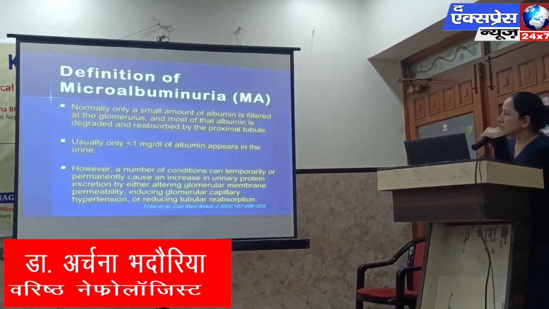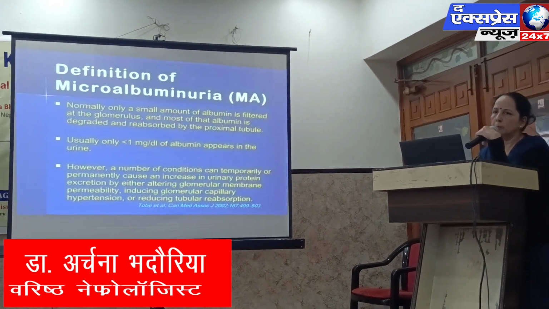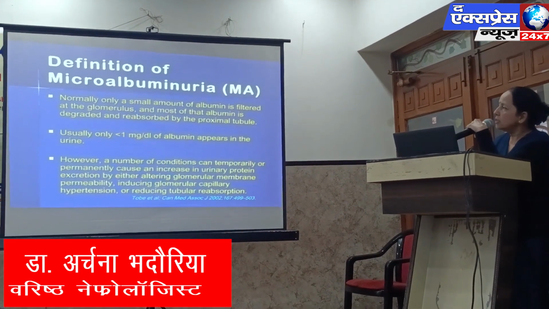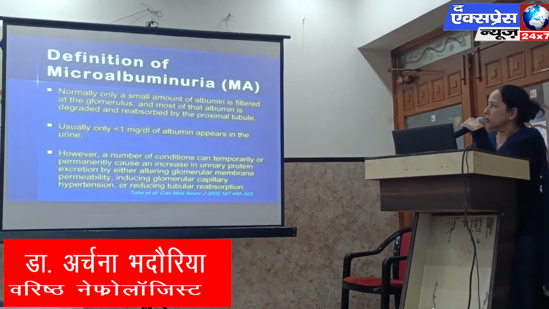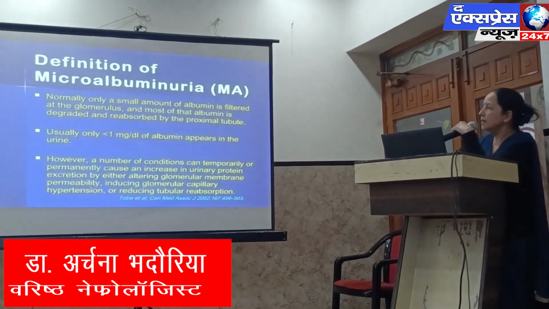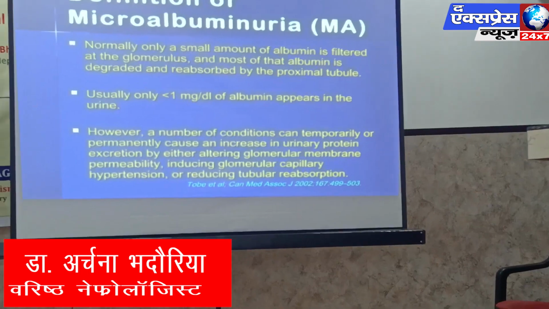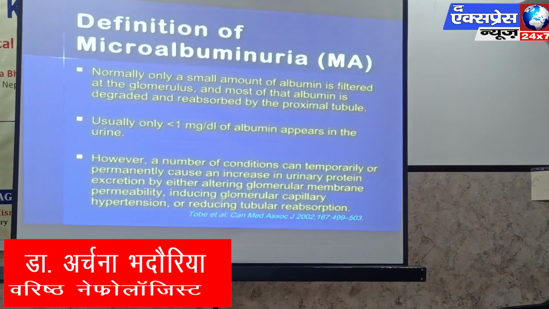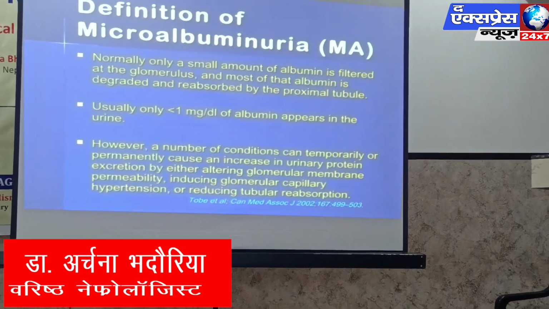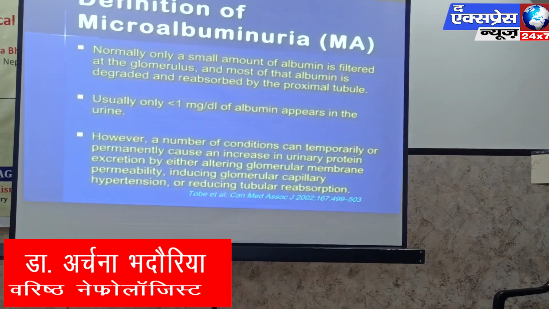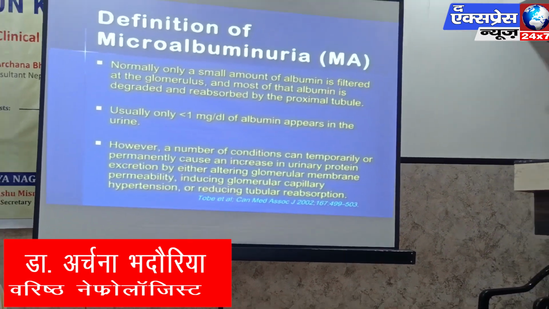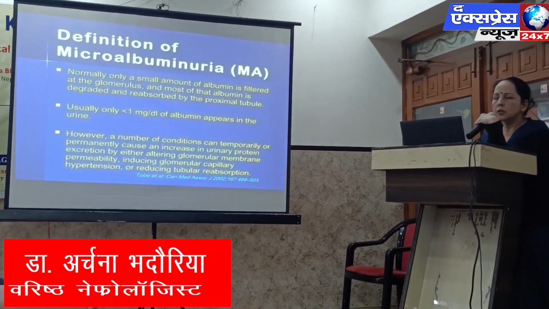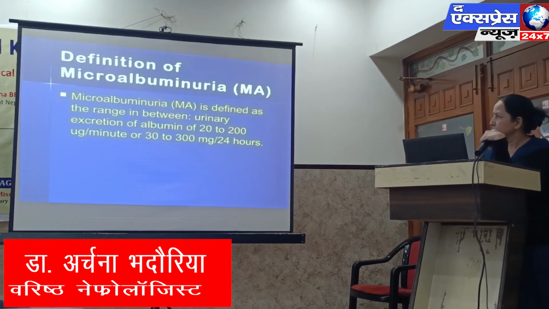So how do we define microalbuminuria now? This is the actual topic of today's discussion. Normally, only a small amount of albumin is filtered at the glomerulus, and most of that albumin is degraded and reabsorbed by the proximal tubule. Very minute quantities of albumin appear in the urine. However, a number of conditions can temporarily or permanently cause an increase in urinary protein excretion, either by altering glomerular membrane permeability, inducing glomerular capillary hypertension, or reducing tubular reabsorption.